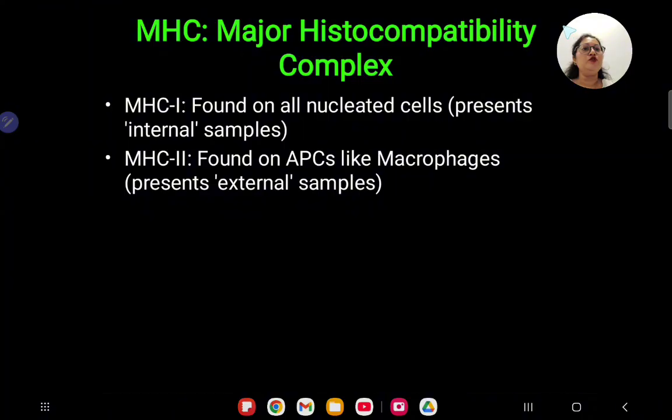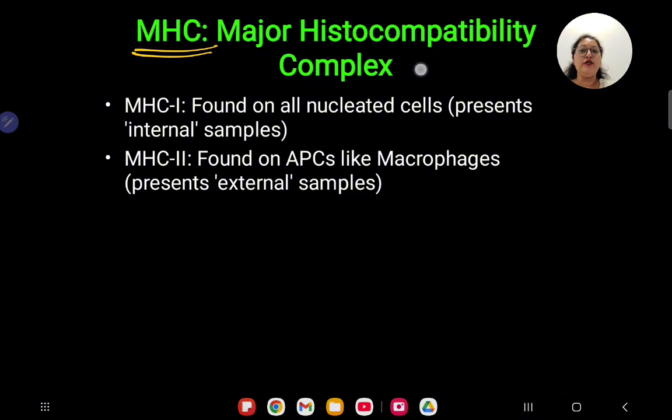Before we move on to the cell-mediated type of immunity, we need to understand one concept, which is about MHC, known as the major histocompatibility complex. Now, what are these MHC molecules?